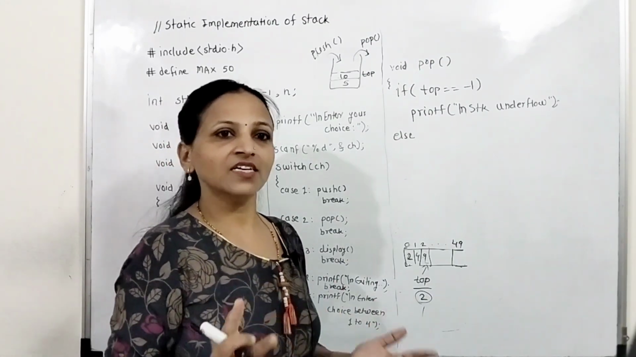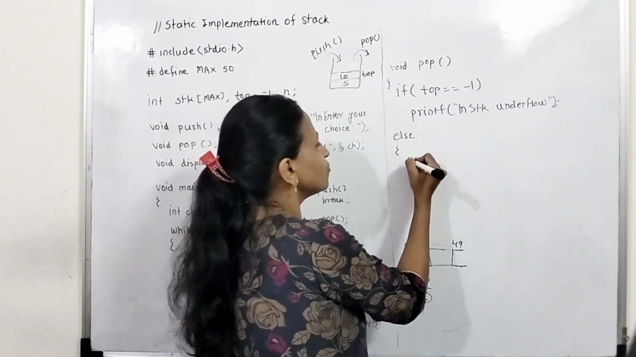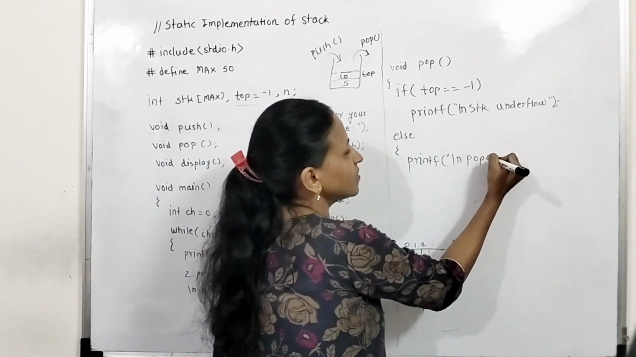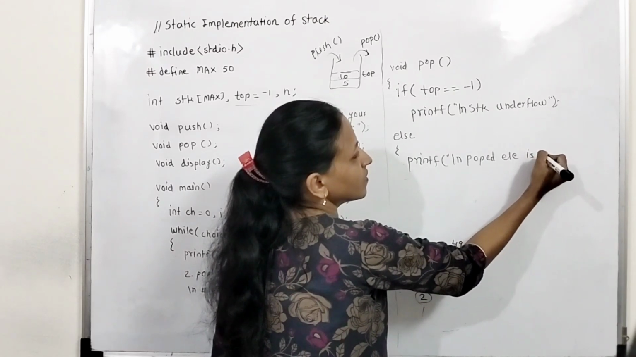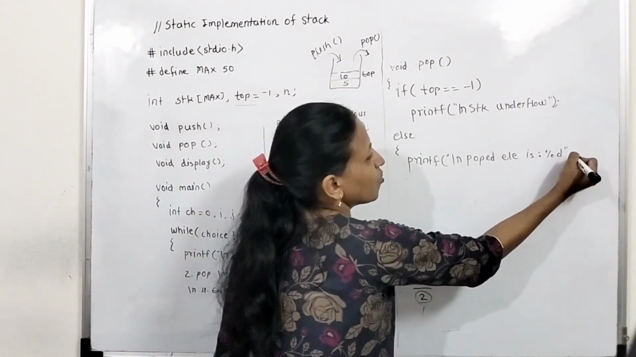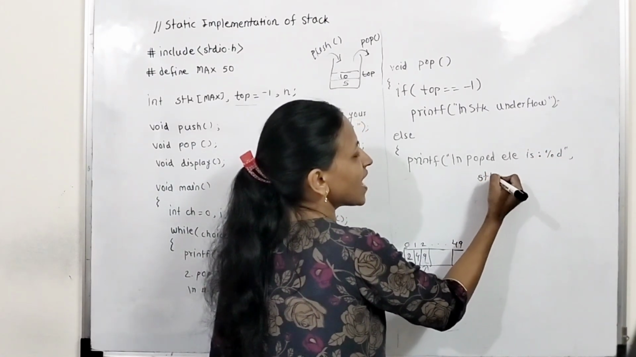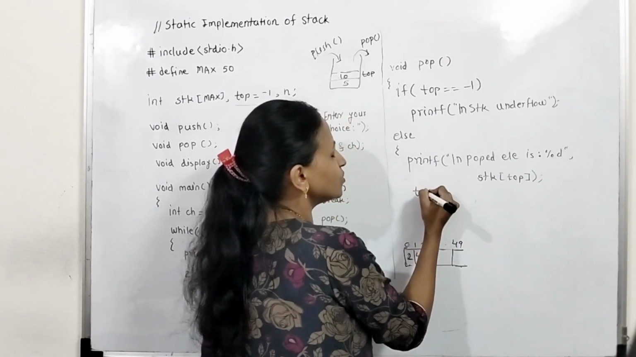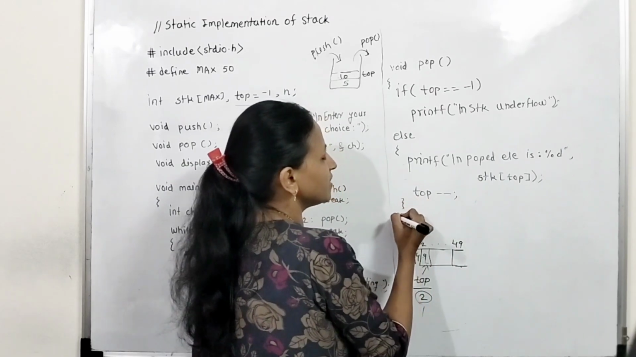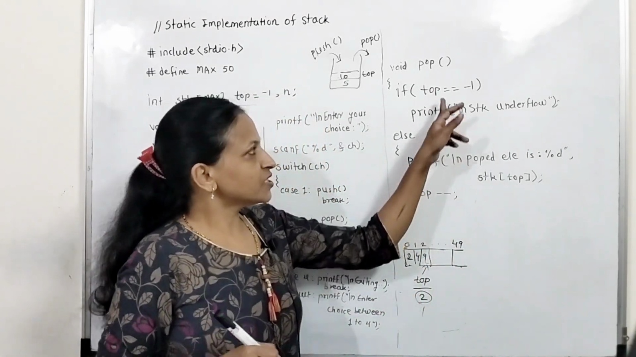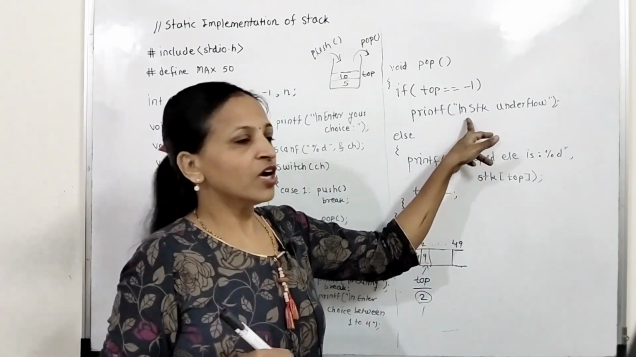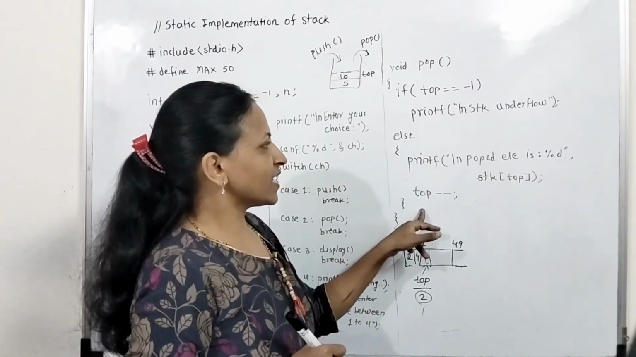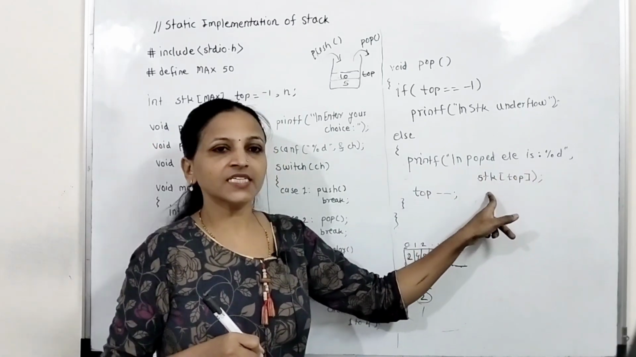That we can remove now. In that case we just display first, printf popped element is %d, comma, and from that stack the topmost element, stack of top. And now we have to decrement the top, like top minus minus. Getting? First we have checked whether the stack is underflow. If it is not, then else will be executed in that case, and the popped element is %d, stk of top.